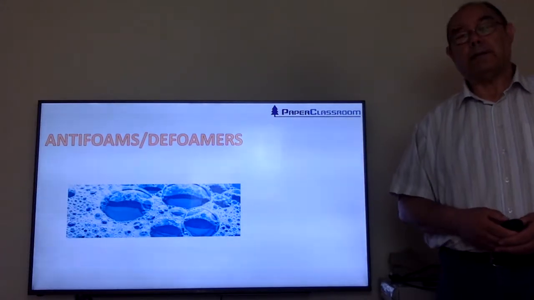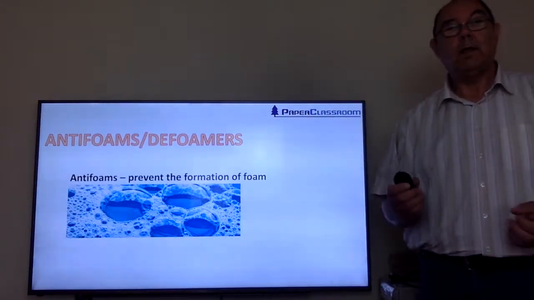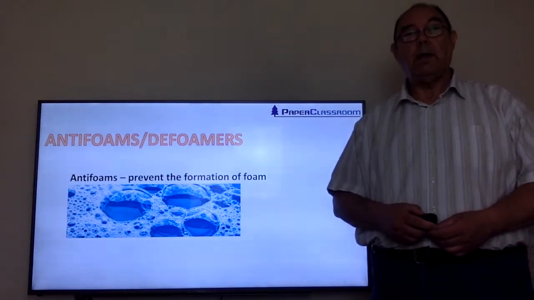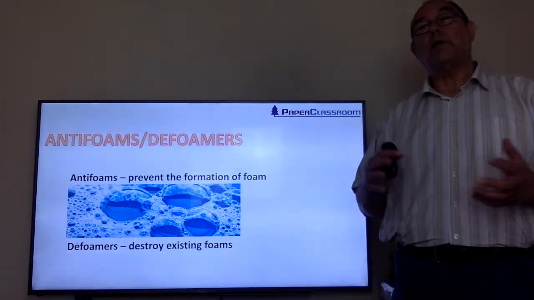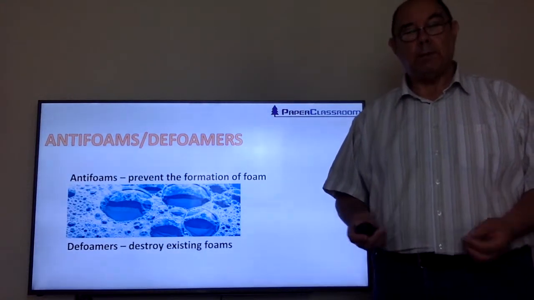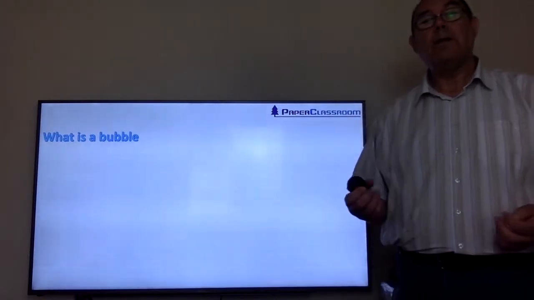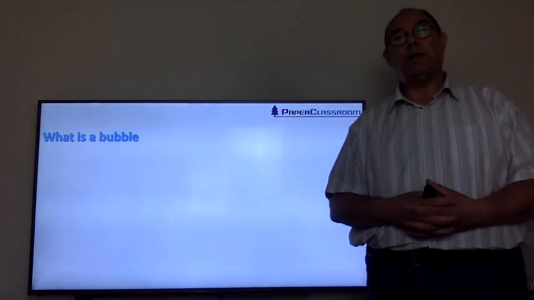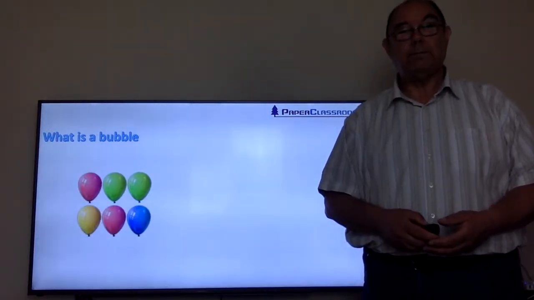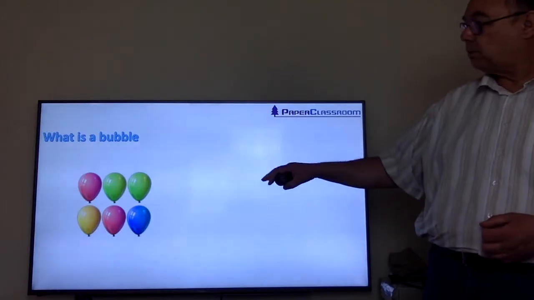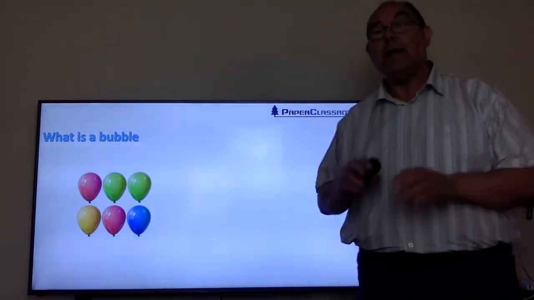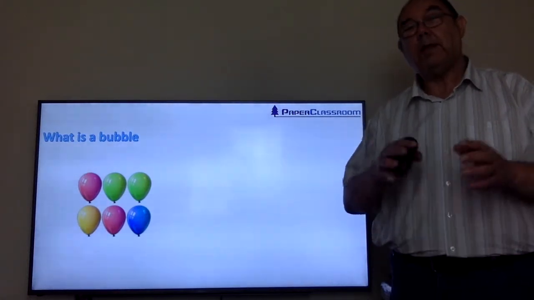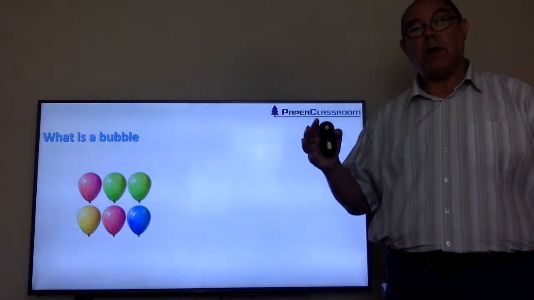So first of all, what are antifoams and defoamers? An antifoam is something that will prevent the formation of foam, whereas a defoamer will get rid of foam once it's been formed. The mechanism for antifoams and defoamers is the same, but first of all we've got to really understand what a bubble is. A bubble of foam is just like a balloon really. It's a very thin membrane where the air pressure inside the membrane is greater than the air pressure outside of the membrane.